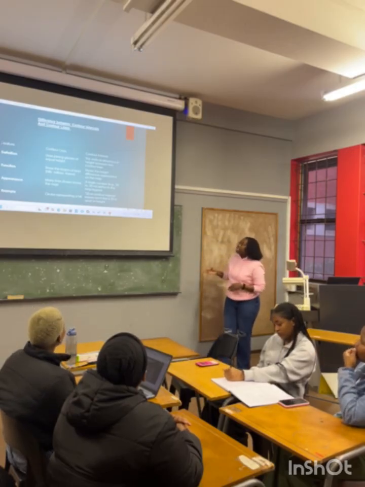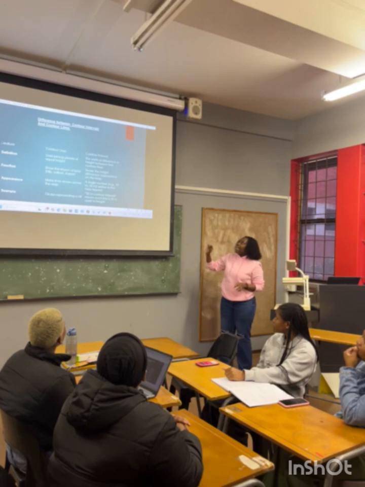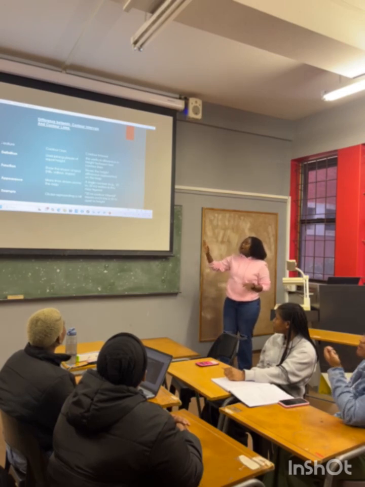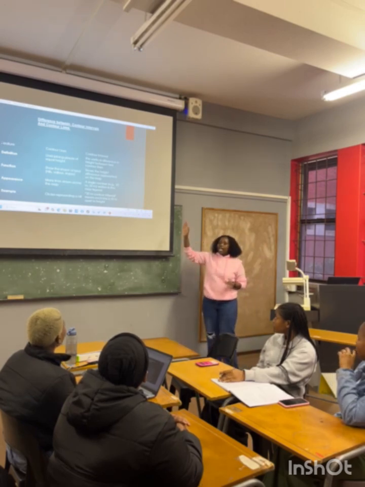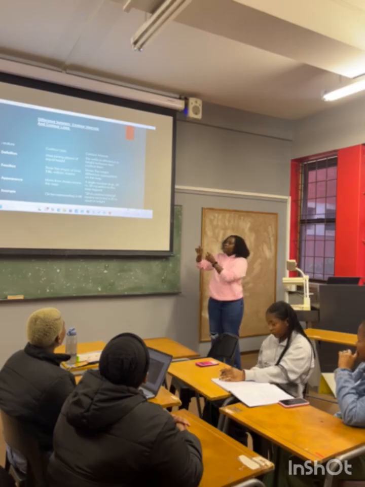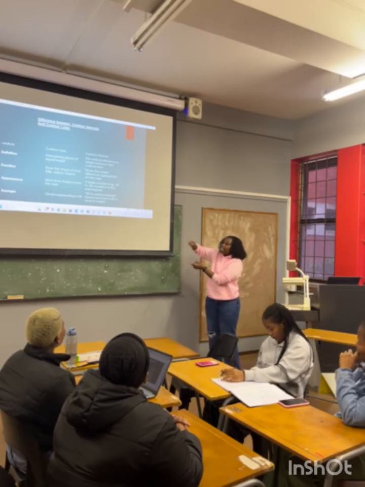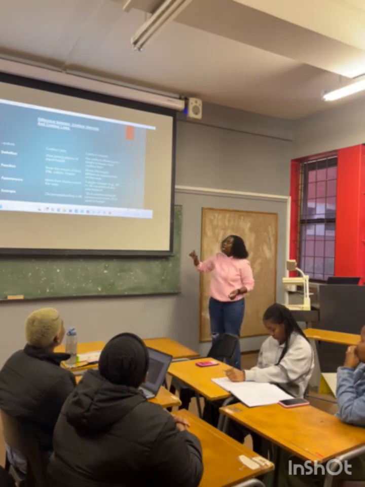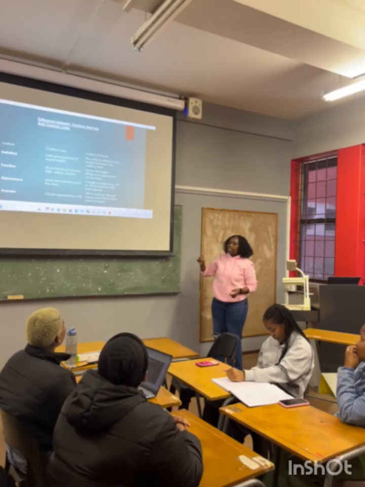Okay, we move to contour interval. A contour interval is the vertical difference in height between two contour lines. When you're talking about contour interval, you're talking about the vertical difference from one contour line to another contour line. The space is called a contour interval. Alright? The gap between two contour lines is called a contour interval.